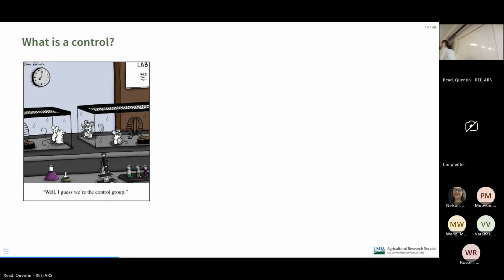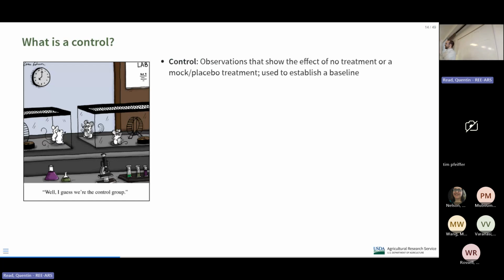Okay, and here's another pop quiz. Can anybody define what is a control in the context of an experiment? Untreated variable. An untreated variable. So yes, essentially a control is an observation that you take as part of an experiment that shows the effect of no treatment, or sometimes you have to do a mock or placebo treatment. That establishes a baseline to which we can compare to look at the difference between the control and treatment. We interpret that as the effect of the treatment.